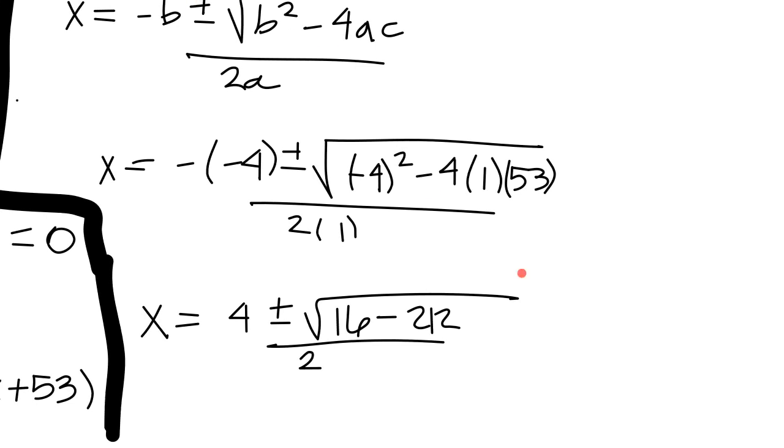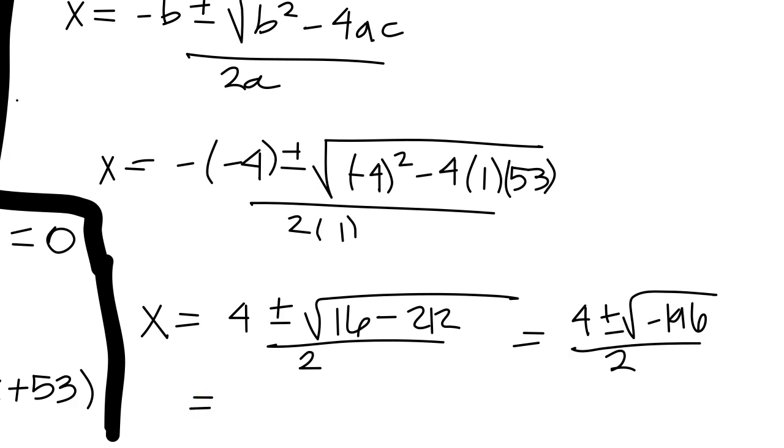And again, just continue to simplify until, I'm starting to run out of room. This will then give me 4 plus or minus the radical of, what is 16 minus 212? I get negative 196, over 2, which then simplifies down to 4 plus or minus the square root of 196, which is 14. So it's going to be 14i over 2, and that further simplifies to 2 plus or minus 7i. So we now have all 3 of our zeros.